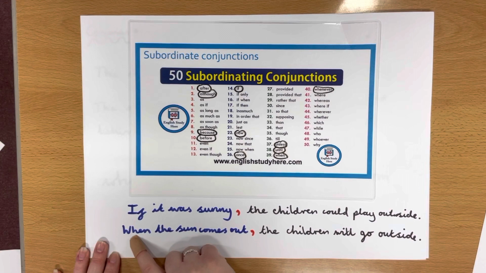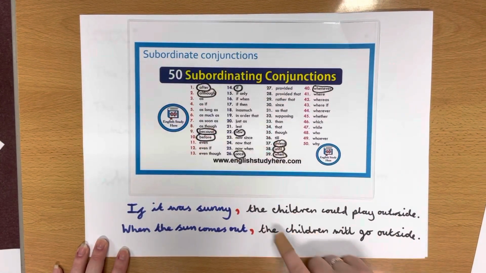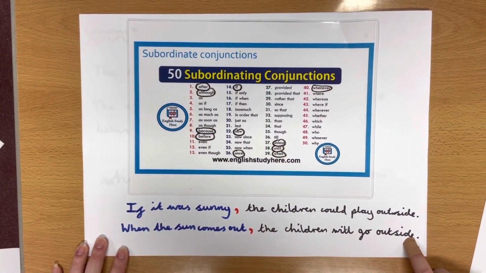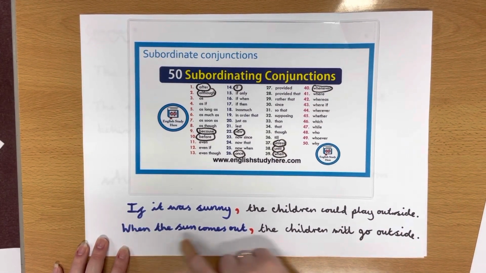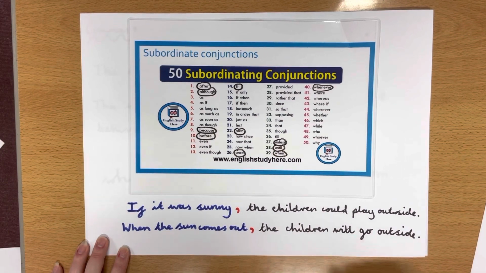Our next one here: when the sun comes out, the children will go outside. Again, because we're starting with that subordinate clause and the subordinate conjunction, we have to have the comma between the two clauses.